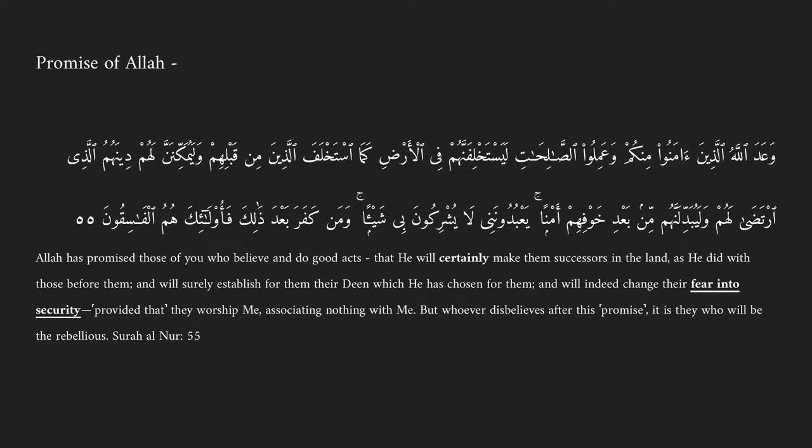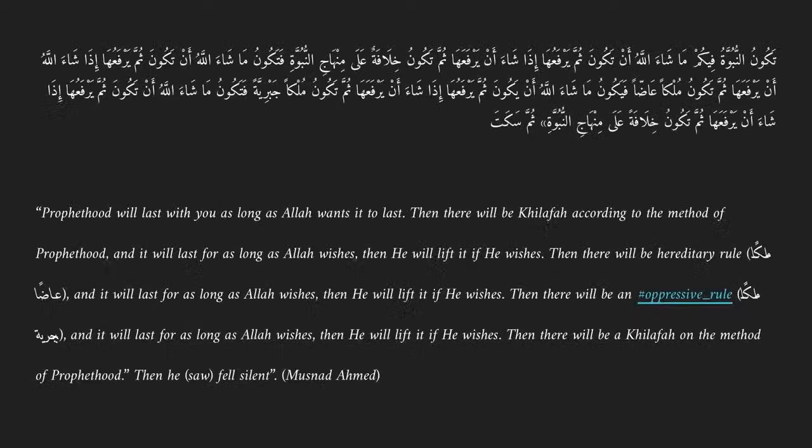Allah has promised to those of you who believe and do good deeds that He will certainly make them successors in the land, give them istikhlaf, give them khilafah, as He did with those before them, and will surely establish for them their deen, which He has chosen for them, and He will indeed change their fear into security, provided that they worship Allah and associate nothing with Him. And whoever disbelieves in Him after that promise, they will be seen as the rebellious by Allah.